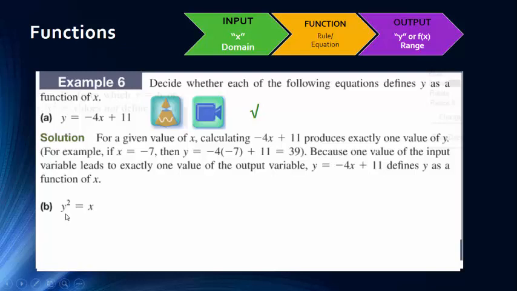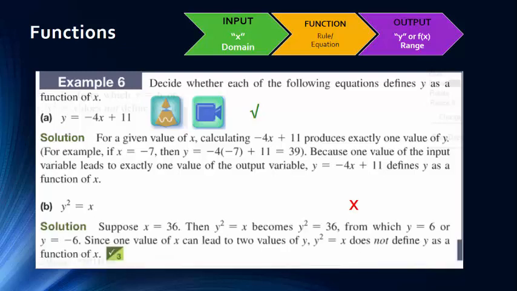Now let's look at B, y squared equals x. Okay, so let's think, if x is 25, what would y be? Because remember, x is the input. So if x is 25, y would be 5, right? But notice also, if x is 25, we could also have y be negative 5. Negative 5 squared is also 25. So in this case, we could have two different outputs for that same input of x equals 25. So this is indeed not a function.